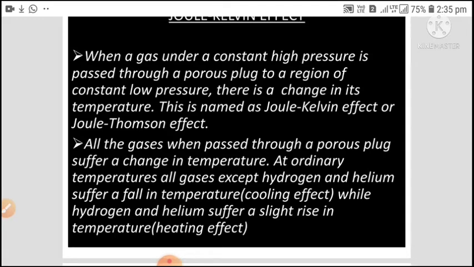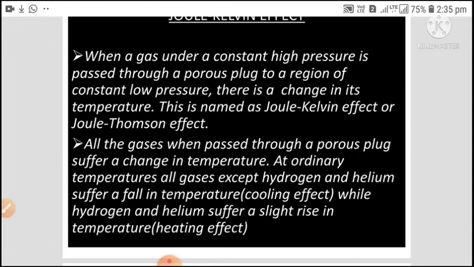Let us see once again. When a gas at a constant high pressure passes through a porous plug to a region of constant low pressure, from the high pressure region to the low pressure region, what happened? It may be cooled down. That means there is a change in its temperature. This is named the Joule-Kelvin effect or Joule-Thomson effect.